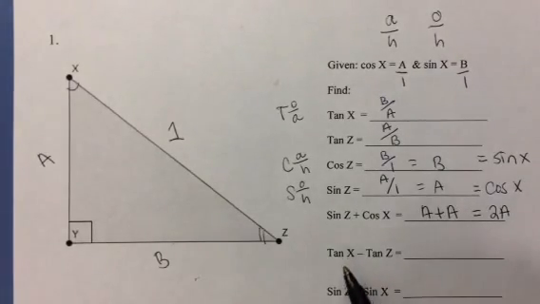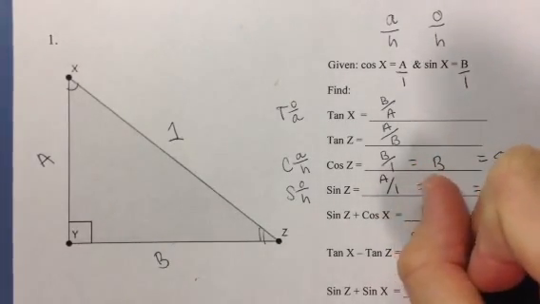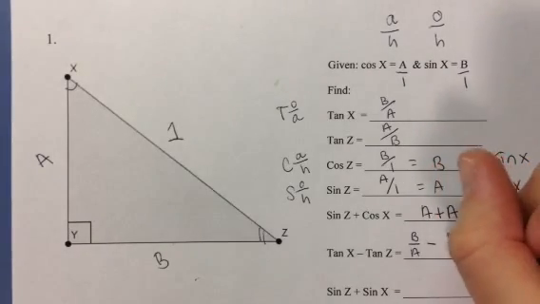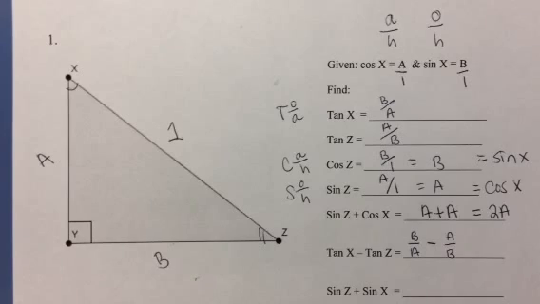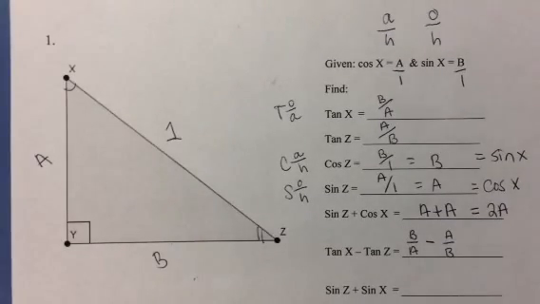Next one, we have the tangent of x minus the tangent of z. Well, we found the tangent of x is b over a. We found the tangent of z is a over b. So we could write this as b over a minus a over b. Now, if we really wanted to go nuts, we could rewrite that with a common denominator, but I'm going to say that this is really as far as we need to take this one.